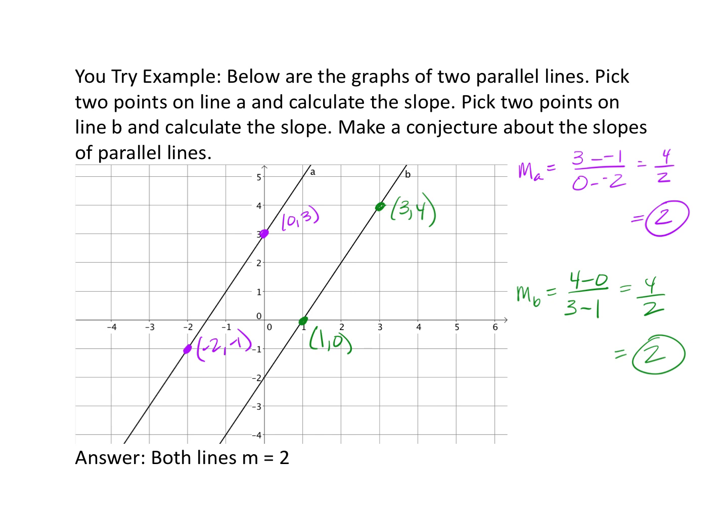So these two lines both have a slope of 2, and it turns out that is true of all parallel lines. So our conjecture here is that parallel lines have the same slope.